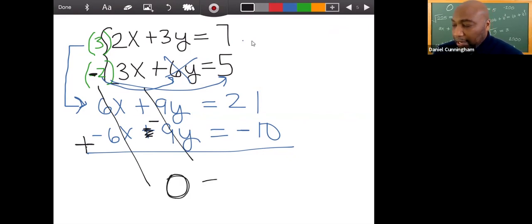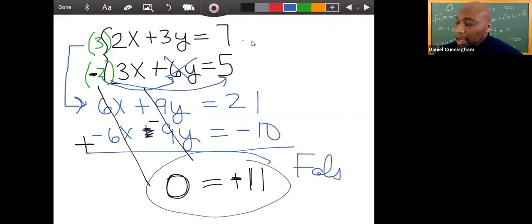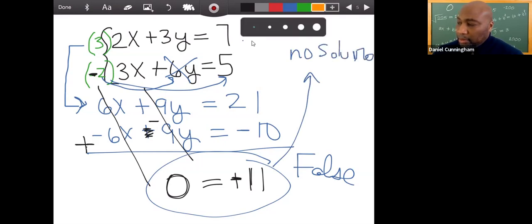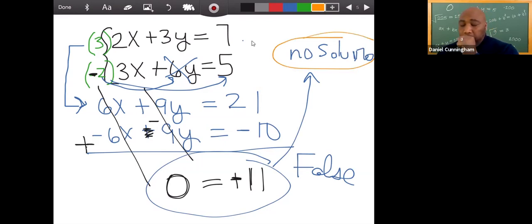So we get 0 on this side equal to, and let's add this, 21 plus 10. This gives us a positive 11. Now in this case, it says 0 equals 11. Is that true? Does 0 equal 11? That is false. And therefore, this has no solution. So this is an example of a no solution because it says 0 equals 11.